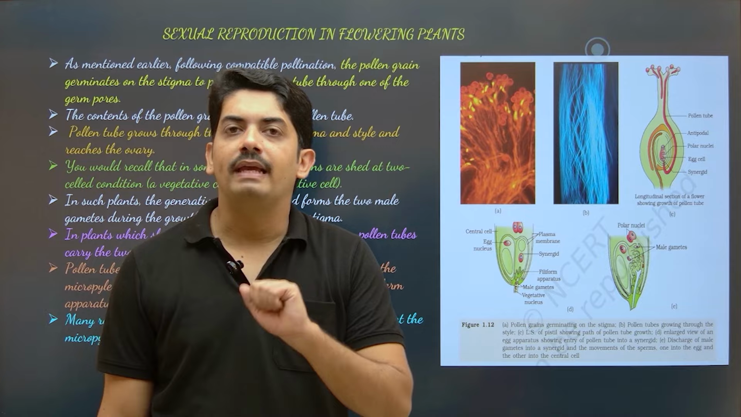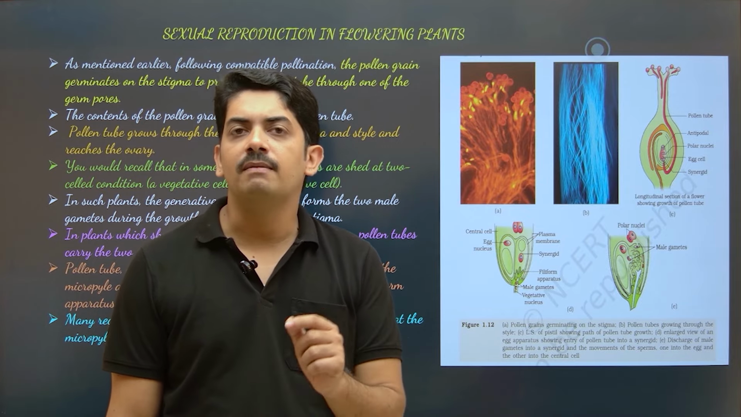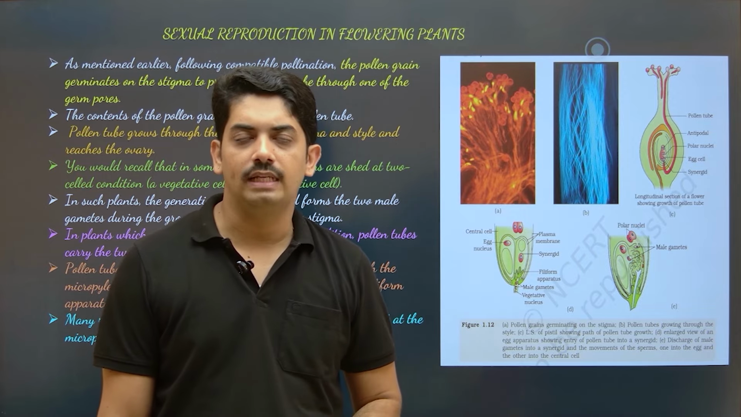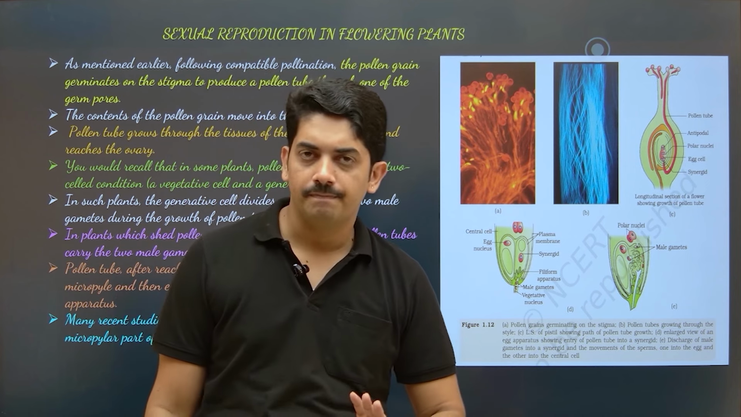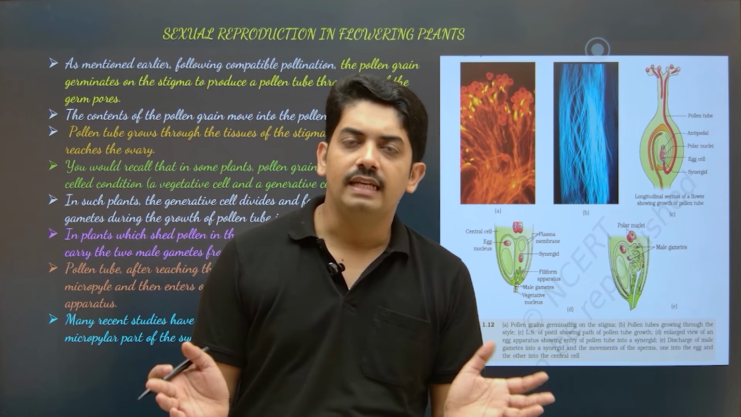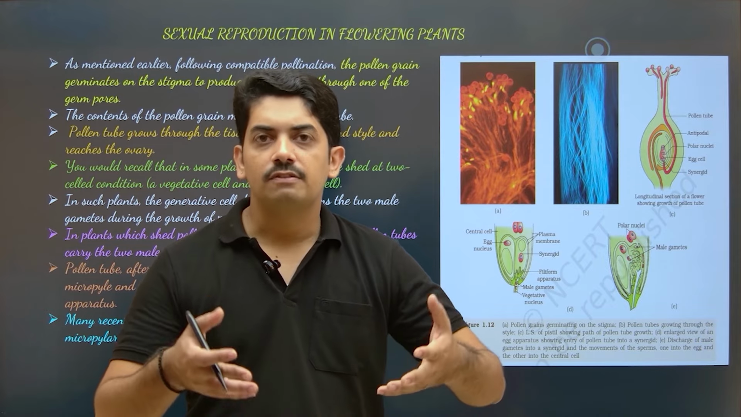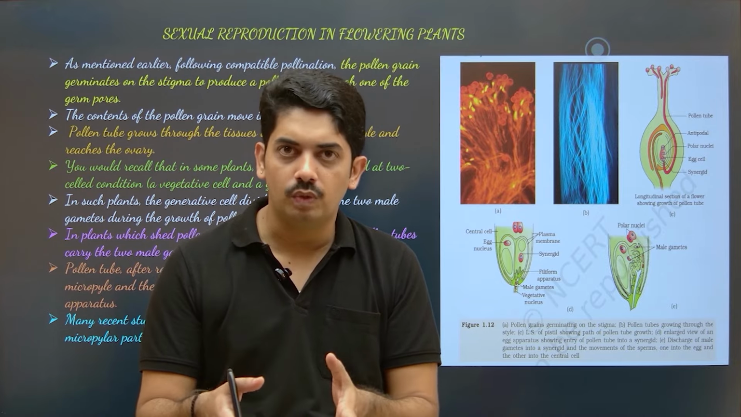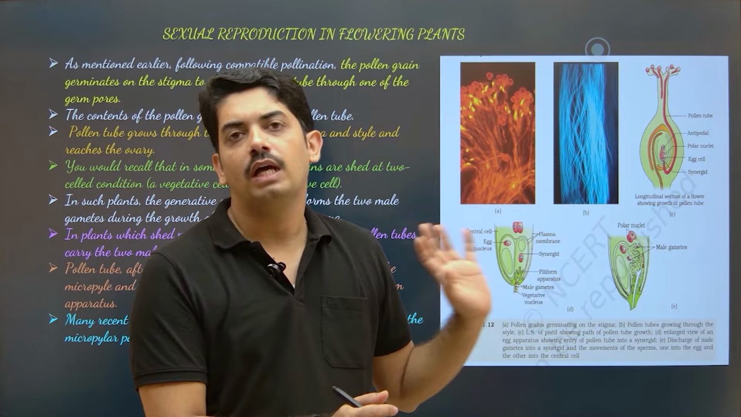Now there are 2 male gametes. Somebody has to guide them and help them to fuse with the egg cell and the polar nuclei. That function is done by the filiform apparatus. These synergids lie near to the egg cell, and they have finger-like projections. These finger-like projections guide the male gametes, the male nuclei, towards the egg cell and polar nuclei.